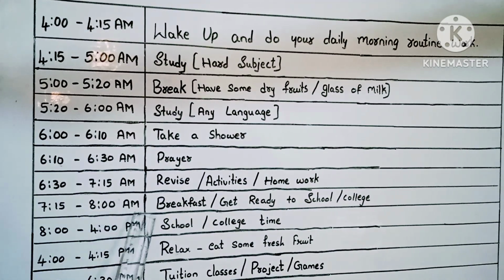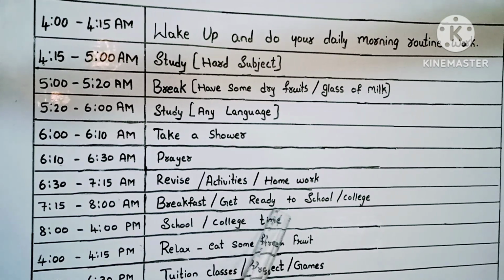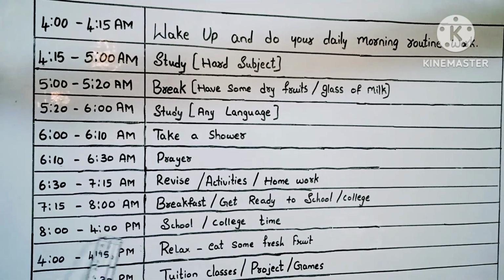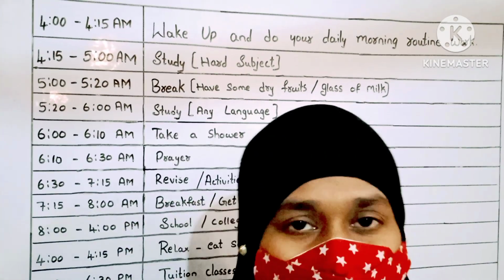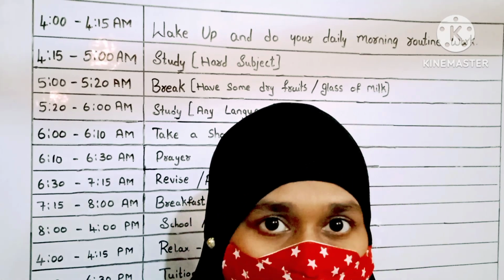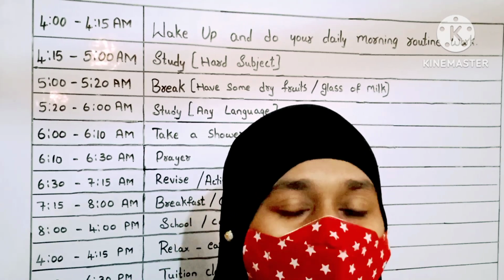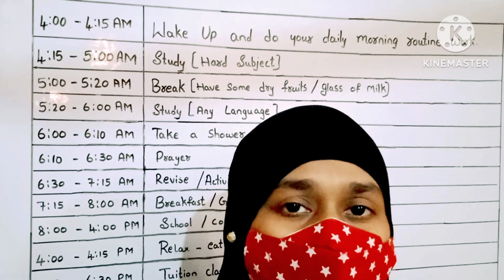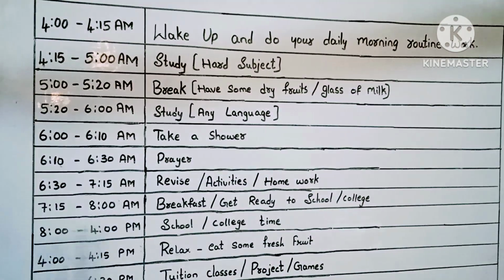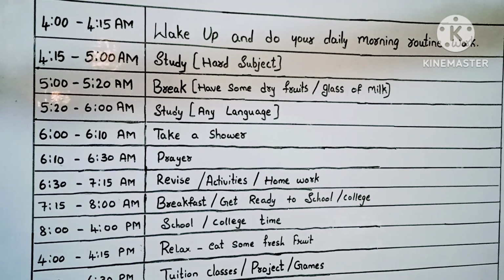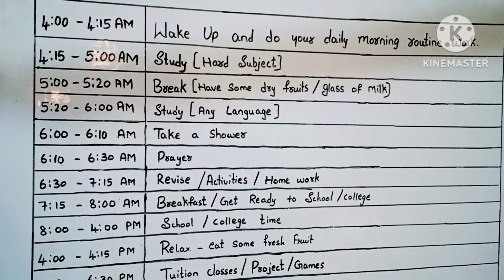7:15 to 8 o'clock a.m.: breakfast. Get ready for your school or college. Okay. 8 o'clock to 4 o'clock p.m.: school and college time. Here are the different timings of schools and colleges. I cannot write the particular time of one school or two schools, isn't it? I have given your time for the school. Different schools have different timings.